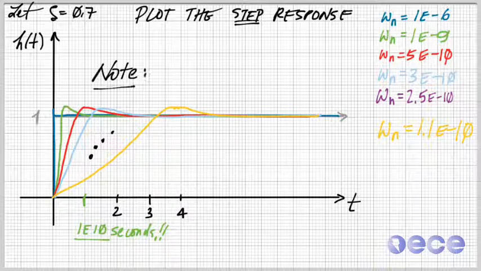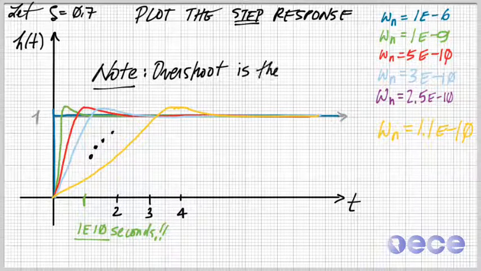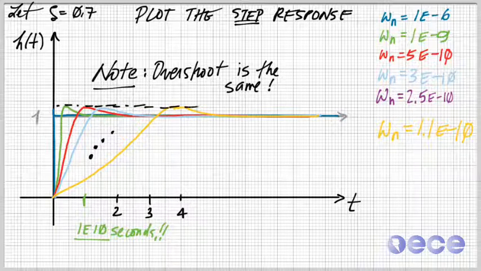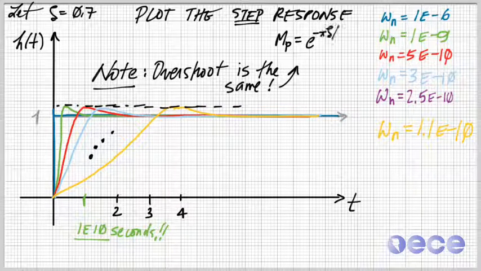One thing I do want to point out is that the overshoot is the same for each of these omega n's. If you'll remember, that's because our percent overshoot is a function of only zeta. We don't have omega n as one of the factors in our percent overshoot, only zeta. So we're always going to get the same amount of overshoot. It's just a matter of how long that takes.